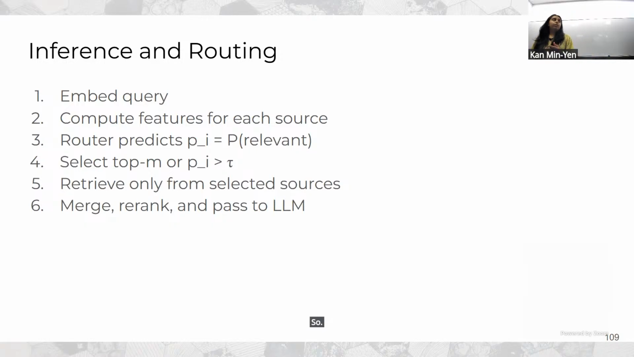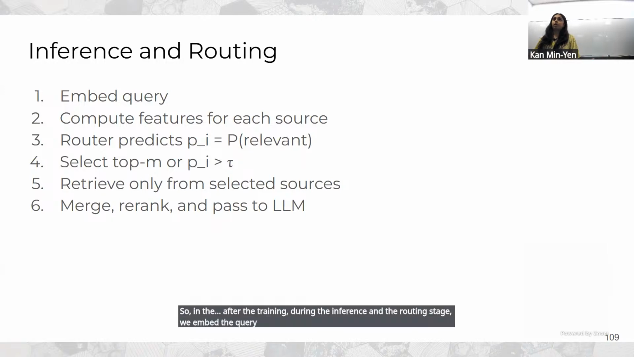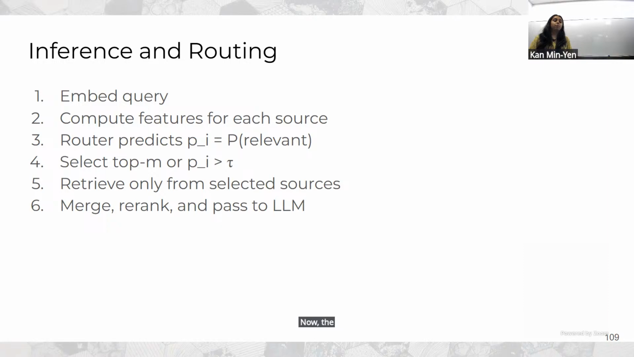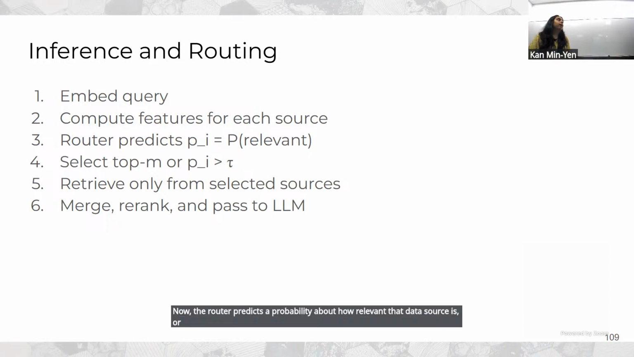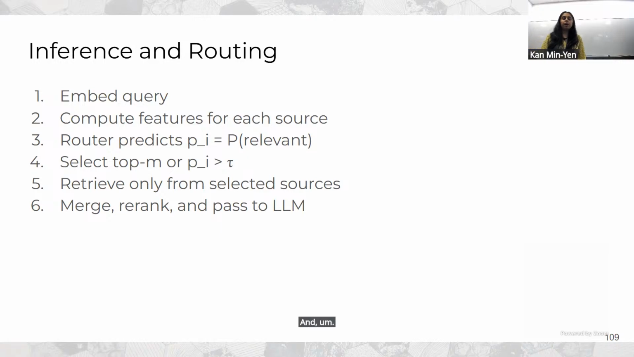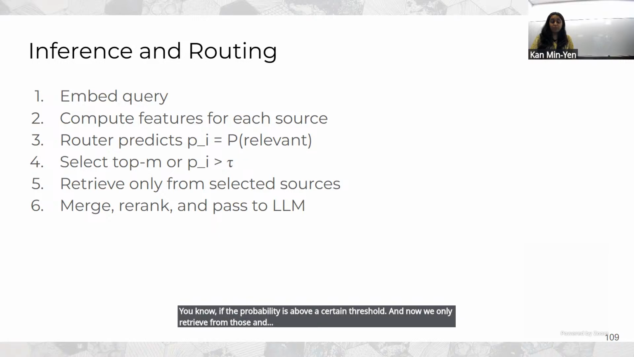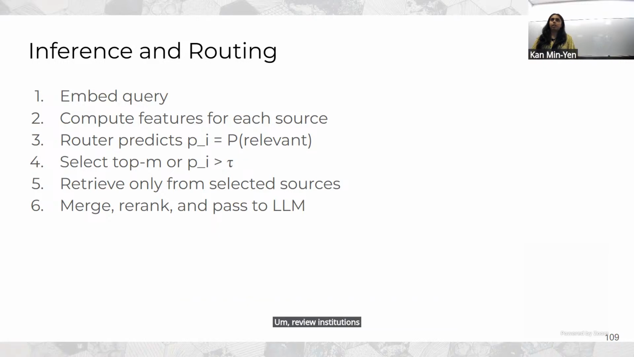After the training, during the inference and routing stage, we embed the query and also compute features for each of the data sources. Now the router predicts a probability of how relevant that data source, or retrieval system, is. We select the top m based on whether the probability is above a certain threshold. Now we only retrieve from those m relevant retrieval systems, after which we merge, rerank, and pass the results to the LLM.